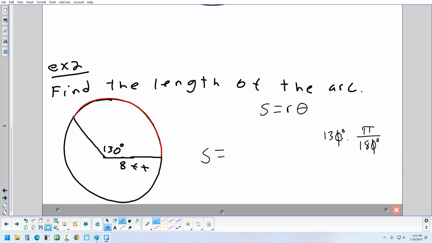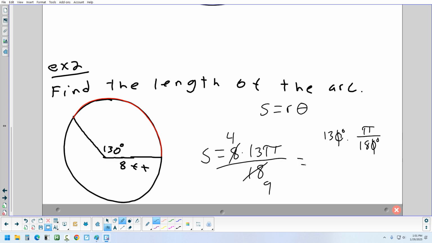Okay, what's my radius? 8 feet. And my angle? 13 pi over 18. And then you can put 8 over 1 and multiply across. So the only thing we can do here is we can reduce. What number goes into 8? 4. So what number goes into 8 and 18? 2. So 2 goes in 4 times. 2 goes in 9 times.